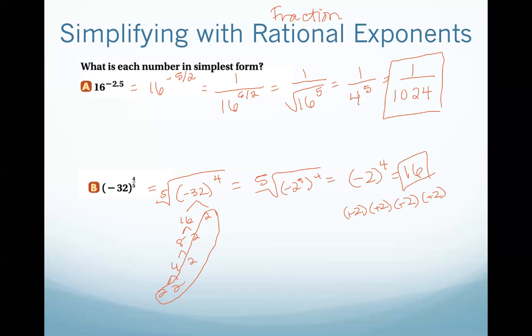Okay, most of the time, doing the radical first, finding the root first, is going to be easier than raising it to the power, unless it's not a perfect root. So know that that's an option. If you want to raise 32 to the fourth power first and then take the fifth root, you're more than welcome to. It's just going to be harder.